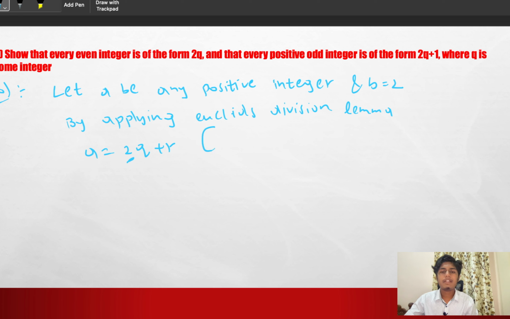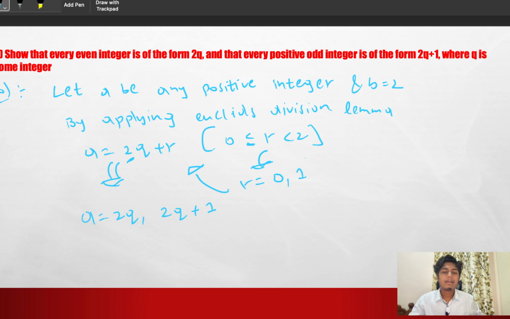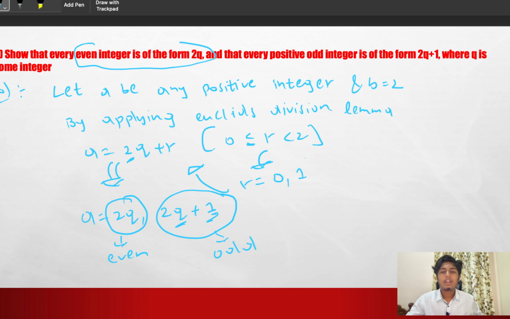So the range of r will be 0 less than or equal to r less than 2. So the values of r will be 0 is included and 2 is excluded: 0, 1. These r values are 0 and 1. By applying the values of r in this equation, a is equal to 2q and 2q plus 1. Since it is a multiple of 2, it is even. Since it is not a multiple of 2, and even plus 1 is odd. So every even integer is of the form 2q and every positive odd integer is of the form 2q plus 1.